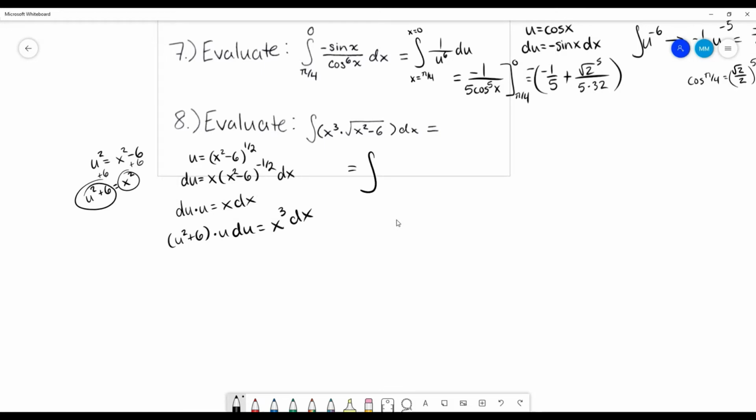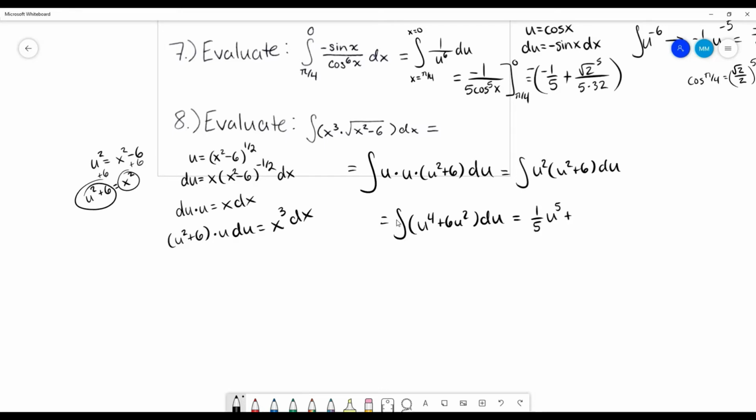So that's going to be the integral. We've got this u value, so it's u times all of this times u squared plus 6 du. And of course we can combine like terms there, so it's going to be u squared plus 6, and then distribute that. It's going to be u to the 4th plus 6u squared du. And now, once again, we're just undoing that power rule. So we're going to get this plus this, and then 6 divided by 3 is of course 2, plus c.